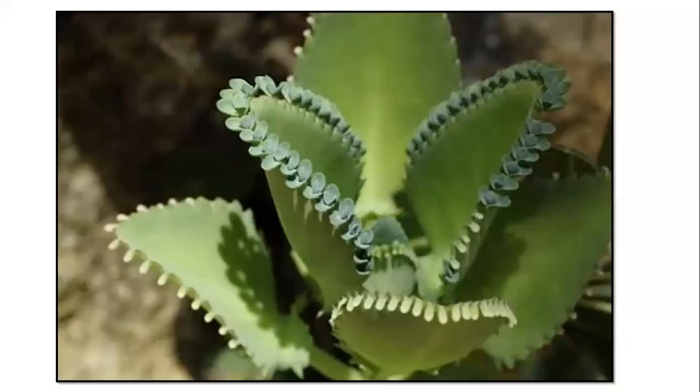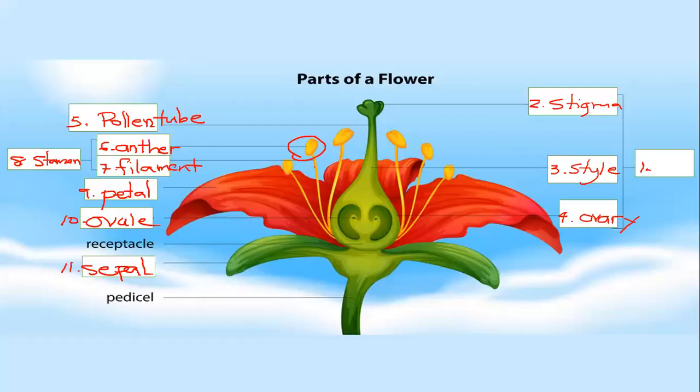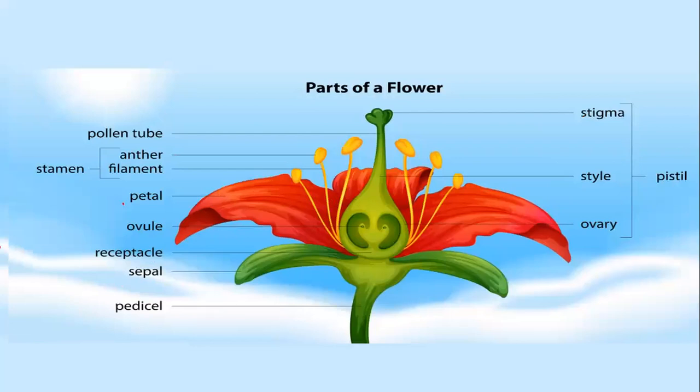Nobody's answering me. Okay? Look, I will go back here. The pistil has stigma, style, and ovary. The stamen has anther and filament. Am I right, grade 4? Yes.